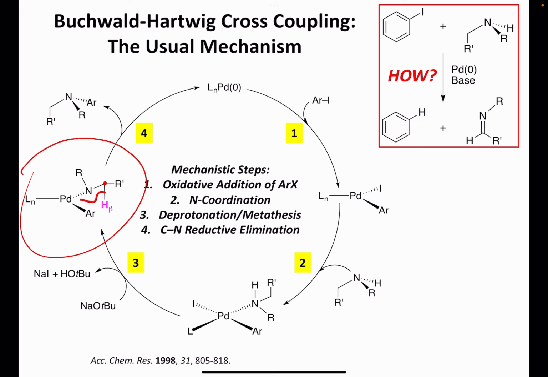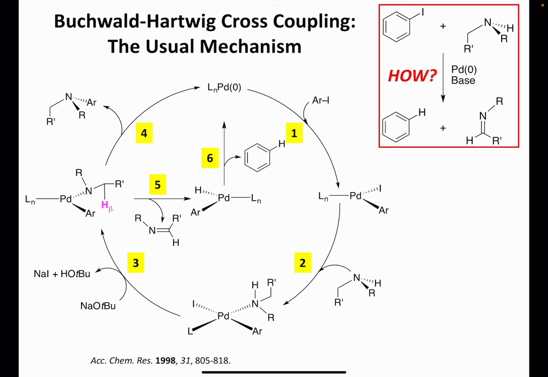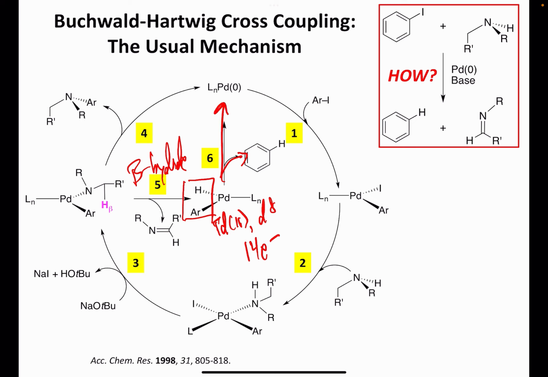Beta hydride elimination will now liberate your imine. When your imine forms via beta hydride elimination, notice that you have a new palladium 2, d8, 14-electron palladium hydride. This palladium hydride can now undergo CH reductive elimination. When it undergoes CH reductive elimination, you liberate your product and restart your catalytic cycle.